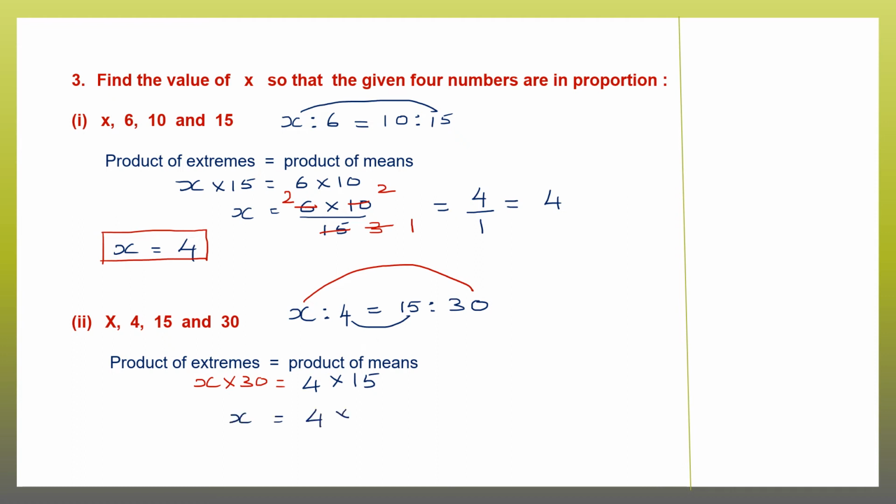4 into 15. Now 30, which is multiplication, I'll make it division. Cancel. 15 ones are 15. 15 twos are 30. I can cancel 2 and 4. 2 ones are 2. 2 twos are 4. So in my numerator, I have 2 ones are 2. Denominators 1. 2 by 1 is 2. So x is equal to 2. So the answer to this question, x is equal to 2.